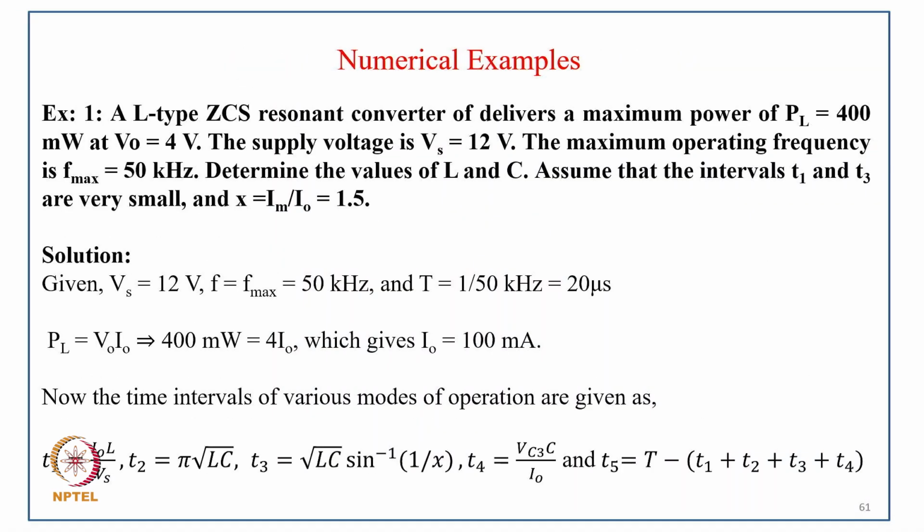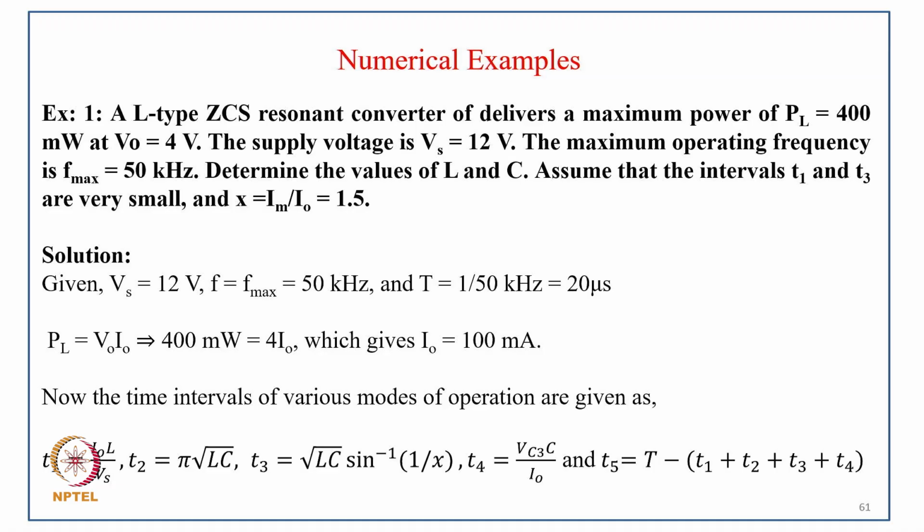Now coming to numerical examples. Example 1: an L-type zero current switching resonant converter delivers a maximum power of PL equal to 400 milliwatt at V0 equal to 4 volt. The supply voltage is Vs equal to 12 volt. Maximum operating frequency is F max equal to 50 kilohertz. Determine the values of L and C. Assume that the intervals T1 and T3 are small and X equal to Im upon I0 equal to 1.5. So for the solution, given that Vs equal to 12 volt, F equal to F max equal to 50 kilohertz, and T equal to 1 upon 50 kilohertz equal to 20 microsecond, and PL equal to V0 I0 equal to 400 milliwatt, which gives I0 equal to 100 milliampere.